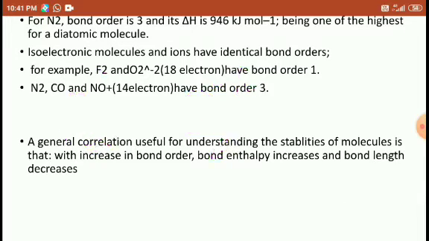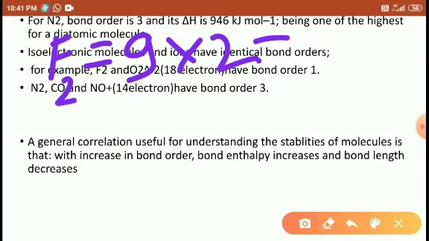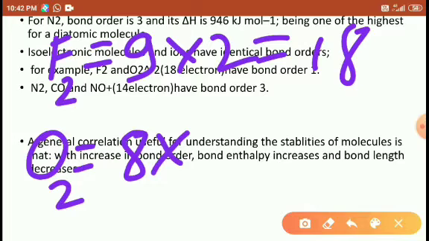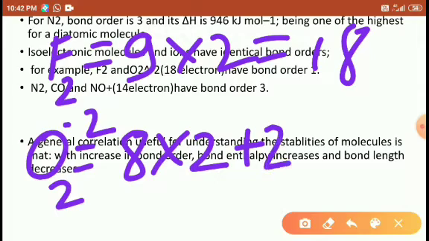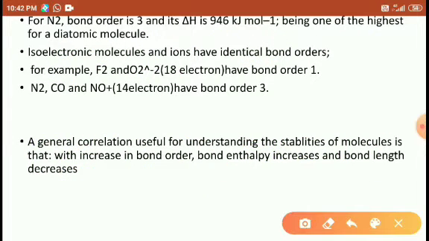Which have 18 electrons, because students, one fluorine has atomic number 9. 2 fluorines means 2 times 9, that is 18, right? And one oxygen contains 8 electrons. 2 oxygens means 16, and minus 2 means add 2 more electrons, right? 16 plus 2, 18. So here there are 18 electrons. So these isoelectronic species have bond order 1.